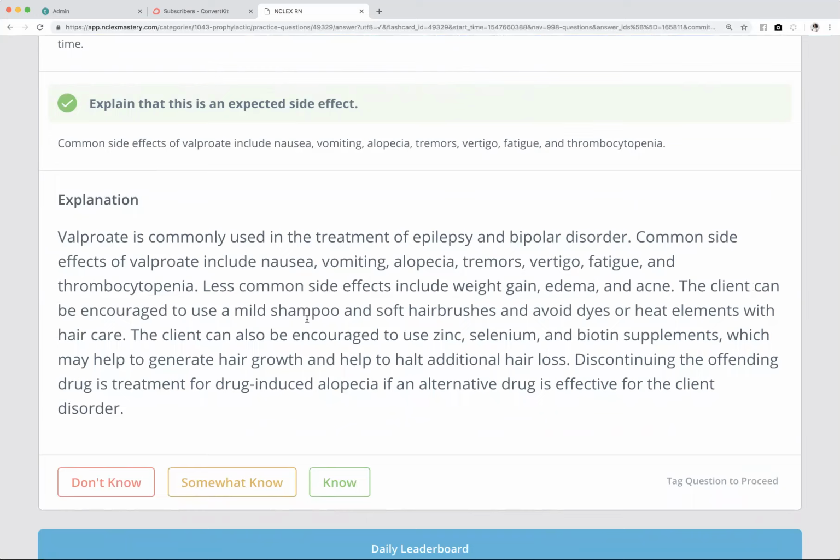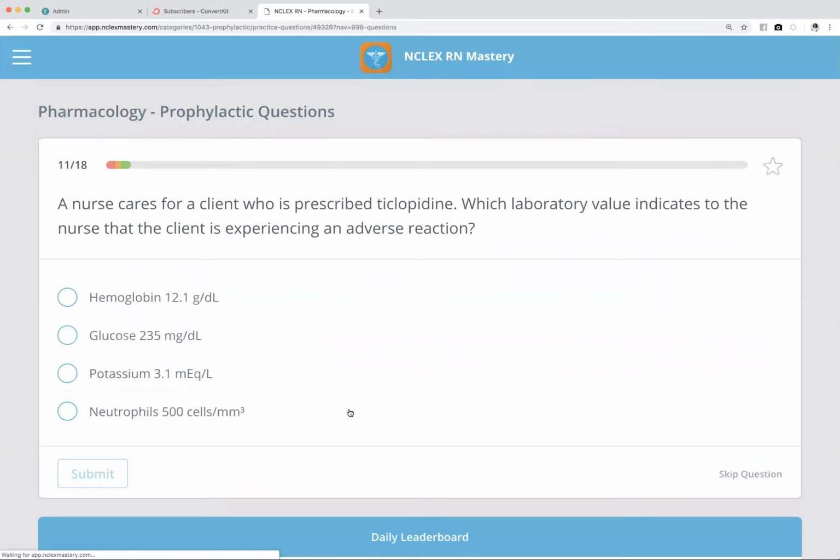The client can be encouraged to use mild soap, soft brushes, and avoid dyes with hair care. The client can also be encouraged to use zinc, selenium, biotin supplements, which may help to regenerate hair growth and help to halt additional hair loss. Discontinue the offending drug is treatment for drug-induced alopecia if an alternative drug is effective for the client's disorder. So they're saying the alternative would be to ask the doctor, hey, can I get an alternative medicine? Right? Okay. So we knew this one. We're going to click the no button and move on.